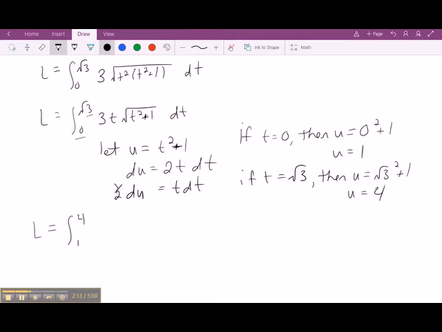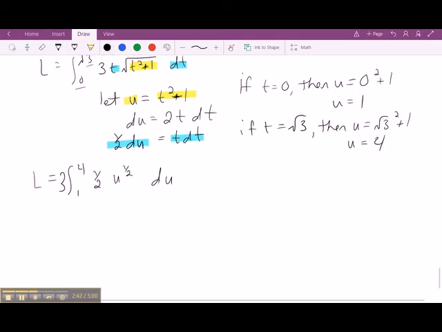And then I have my constant of 3. I'm just going to let it hang out here. Now, my t dt, this piece of it, is equal to a half du. So I'm going to plug in a half du, leave some space in there, and then the square root of t squared plus 1. I know that t squared plus 1 is u, so I will have square root of u, and then we need to integrate that.